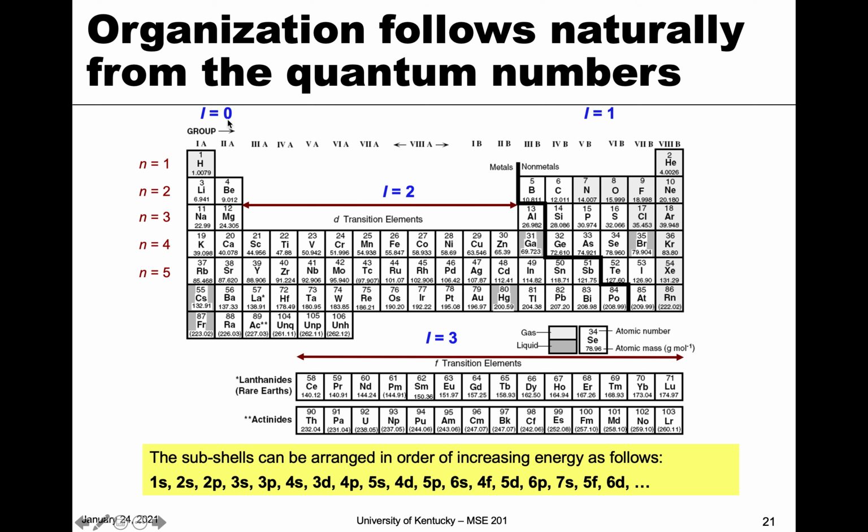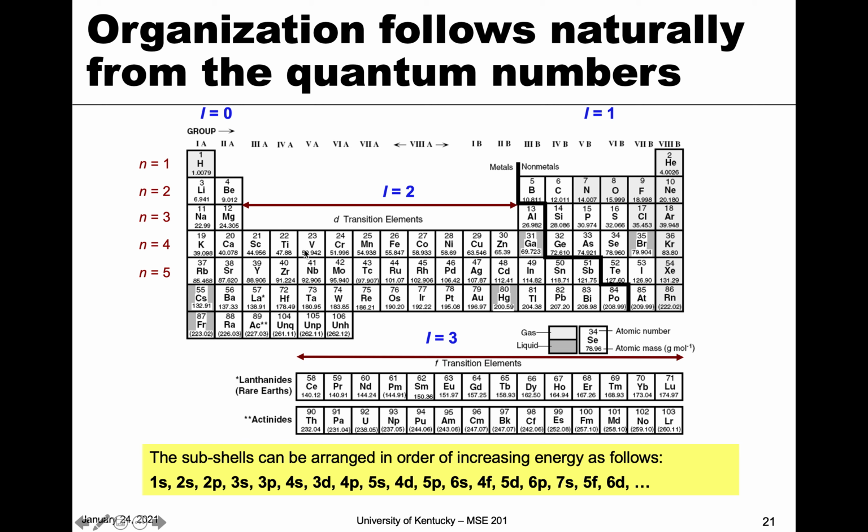L equals 0 is what we would term s, right? And so that refers to these two groups. And then over here, we kind of skip the middle, and I'll tell you about that in a second. In the middle, over here, these refer to L equal 1, which is the p orbital, p subshell. And so that has 6, which is why there are 6 elements across.